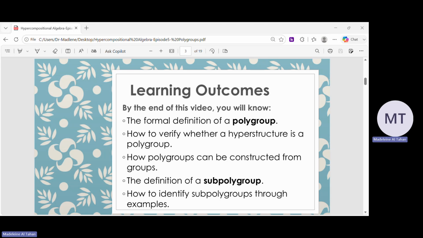By the end of this video, you will know the formal definition of a polygroup, the key properties that characterize a polygroup, how to verify whether a given hyperstructure is a polygroup, how polygroups can be constructed from groups, and the definition of subpolygroup.